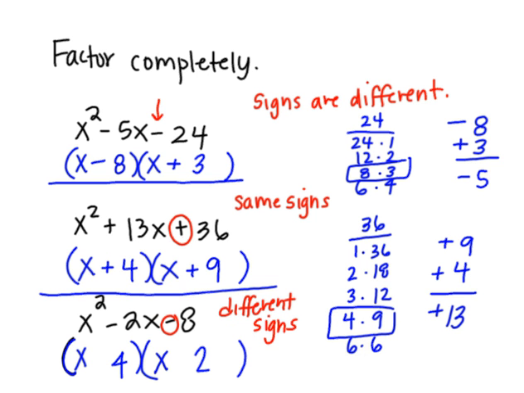My signs are different, so I actually ran out of room, sorry. I have a 4 and a 2, and I'm trying to get a negative 2 out of that, which means my larger number needs to be negative. So the 4 needs to be negative and the 2 positive.